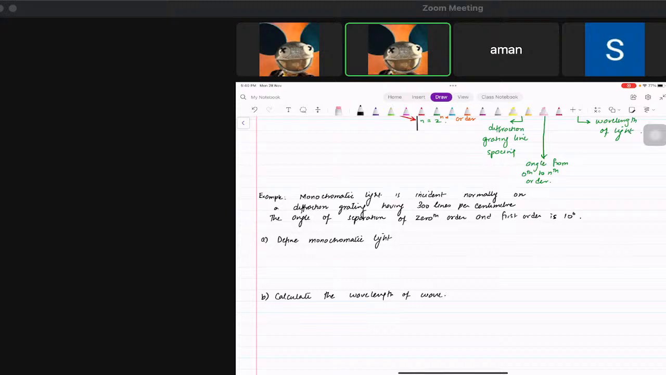Now, what you should understand is that monochromatic wave, mono means single, chroma means color, of light. So monochromatic basically means light having a single frequency or wavelength. That would define its color and everything. That's why. All right, you should remember that.